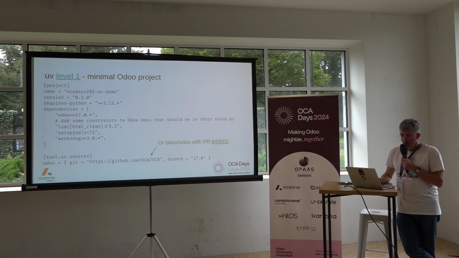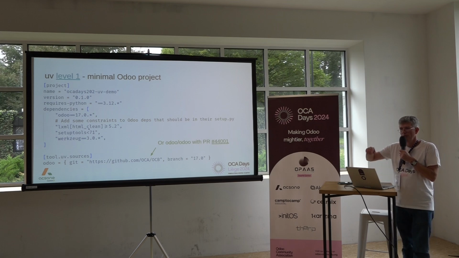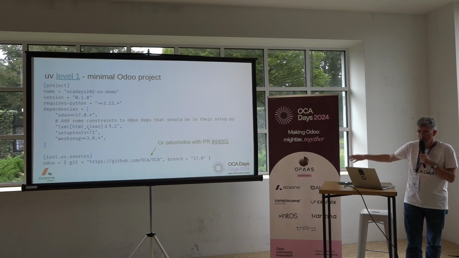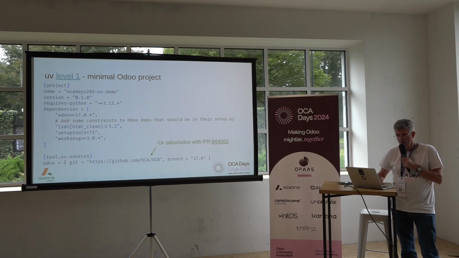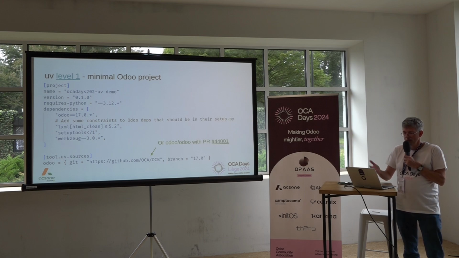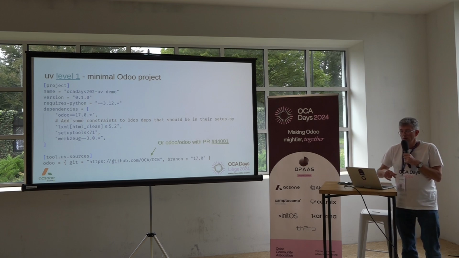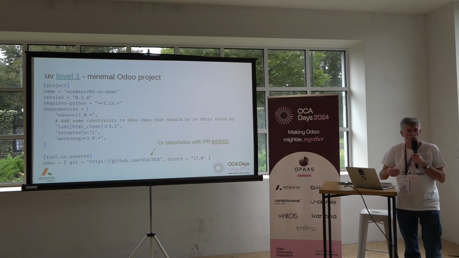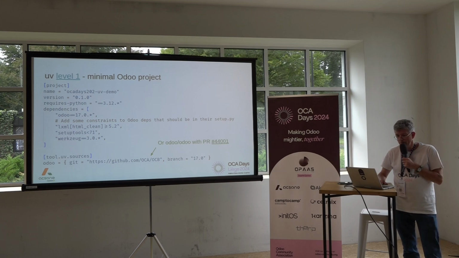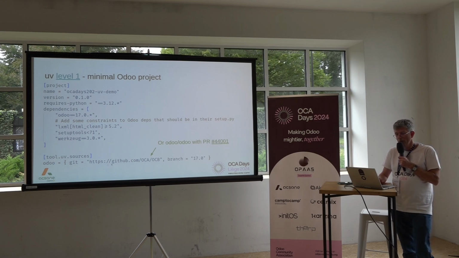And then I add a few additional constraints that really should be in the setup.py of Odoo itself, and I'll try to talk to people at R&D for that. But otherwise, the important part is that you add Odoo. And since Odoo is not on PyPI, you need to tell it where to get it from. That's a section specific to UV. I'm going to say that Odoo is coming from Git, from this repo and this branch.